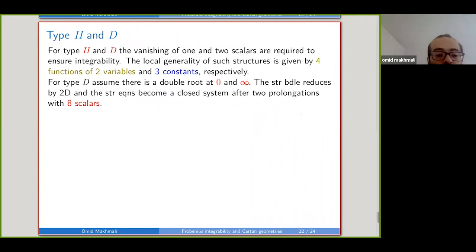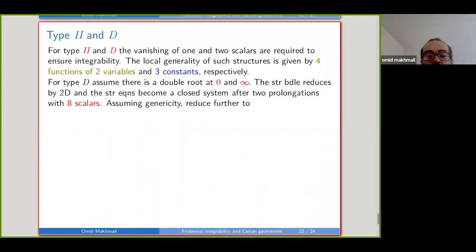And so there's a two-dimensional reduction as before, I'm not going to do it again, very similar. After two prolongations, after this reduction and prolonging, one gets a closed system. So we have a principal bundle of dimension eight, and the structure equations only involve eight scalar functions. This is a closed system.